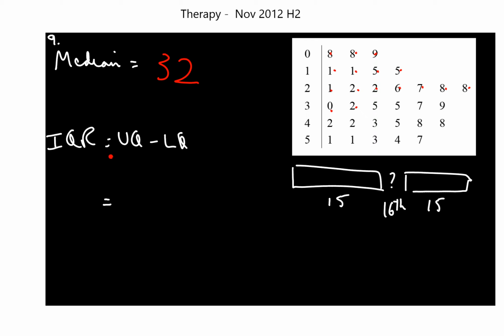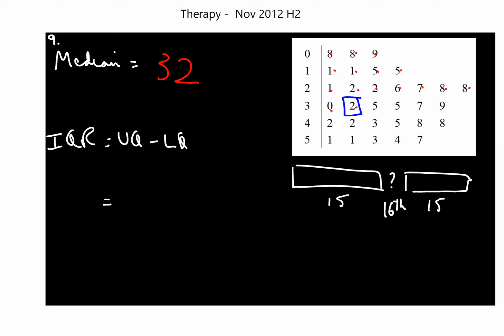Interquartile range now. Same sort of idea, but now you're chopping it into quarters, or you've already chopped it in half. So that's halfway. So I'm just going to chop it in half again. That was my 16th person, so there must be 15 people here. We'll chop 15 in half, and which person would be in the middle? It would be your 8th person.